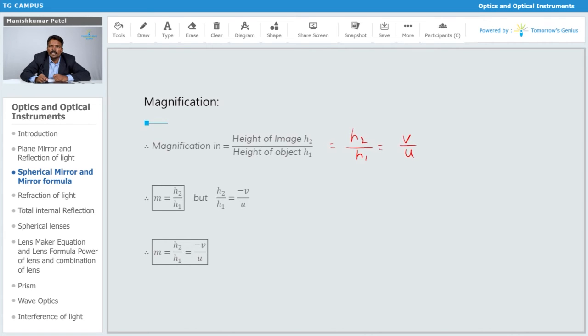Again, if you consider the sign conventions, both these distances are on the left side, and h2 was below, so definitely this was minus h2. So this magnification factor m, you can write as h2 upon h1, and this is minus v upon u. This is a very important formula for the magnification, which is h2 upon h1, and which is the same as your minus v upon u.